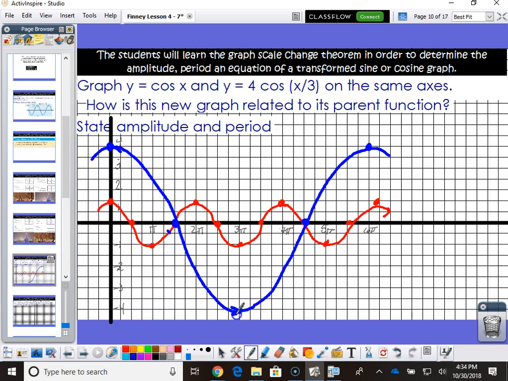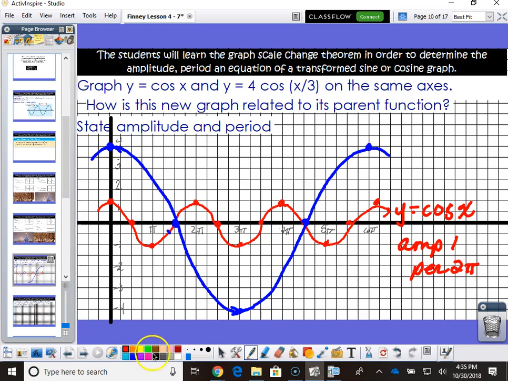Now, how could I have... Oh, yes, that's a good question. Ms. Finney, how did you know where to put the amplitude and the period? Well, let's go back to our problem. If I look at my original question, for the cosine curve, when y equals cosine x, our amplitude is 1, and our period is 2 pi.